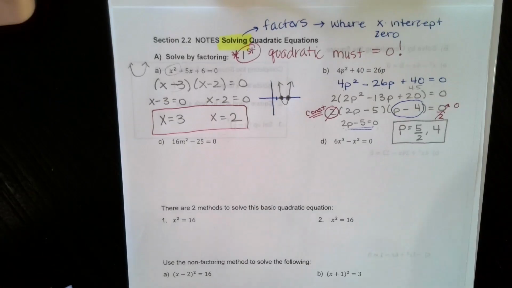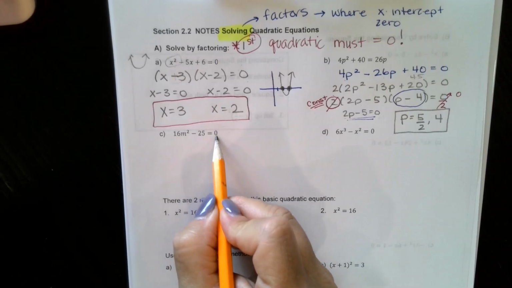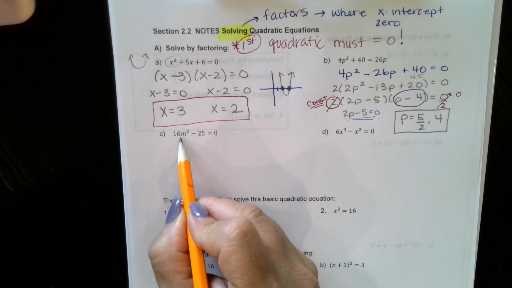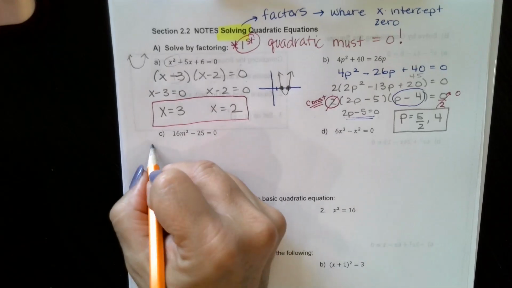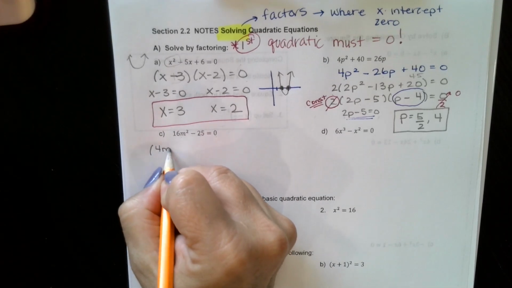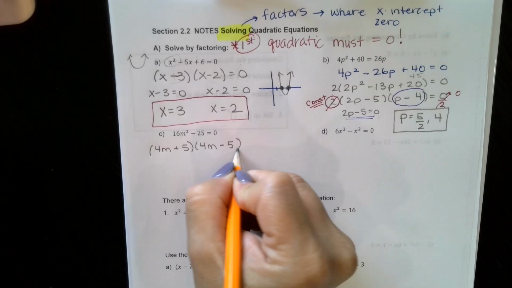All right, so here we are. We're at the next one. So it equals 0, so I'm good to go. What I notice here is that I have a difference of squares. 16m squared and 25, difference of squares. So when I factor this, I have 4m plus 5 and 4m minus 5.